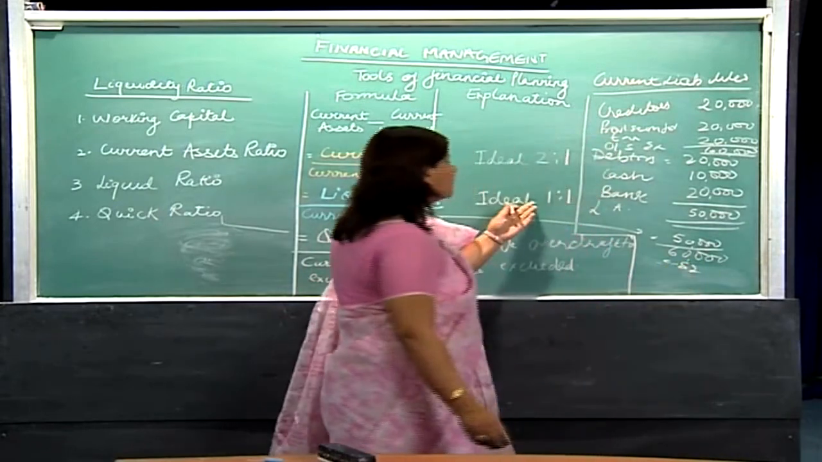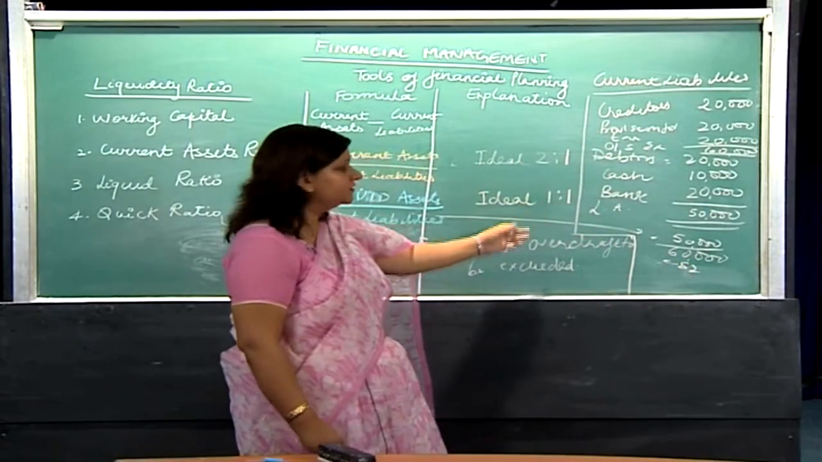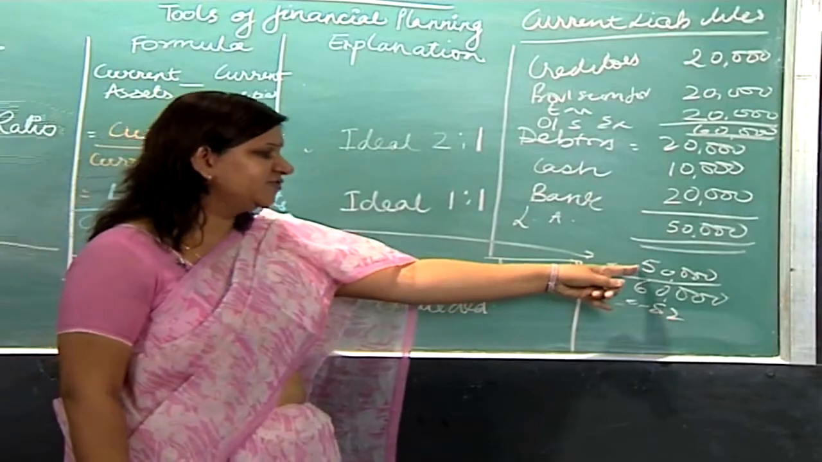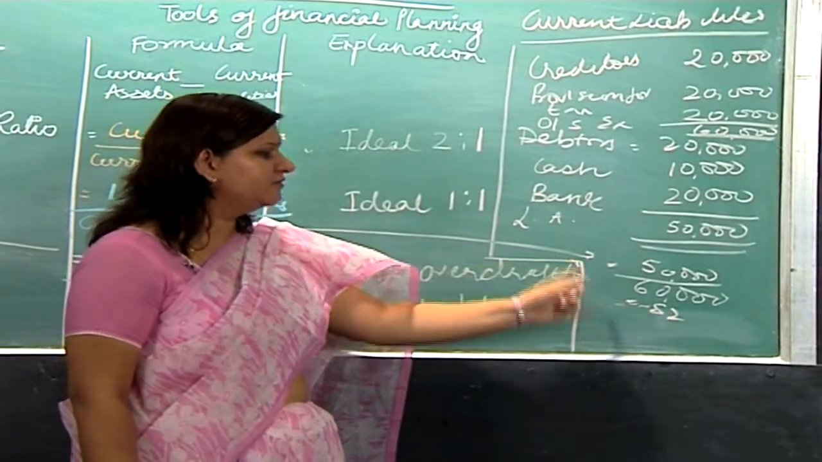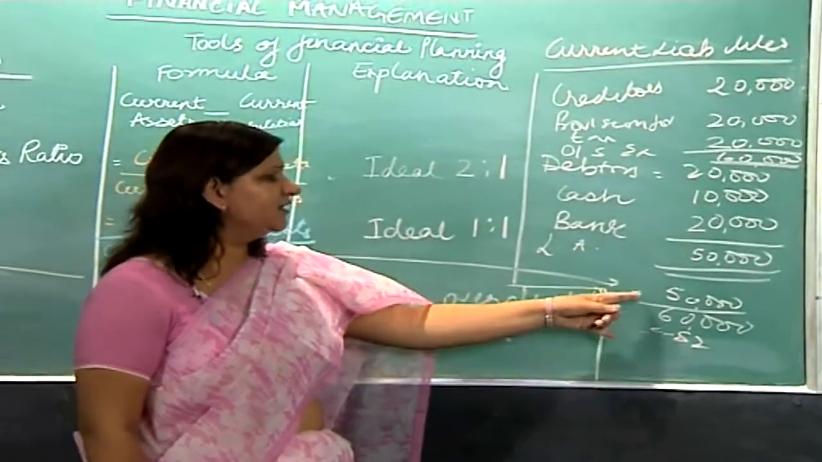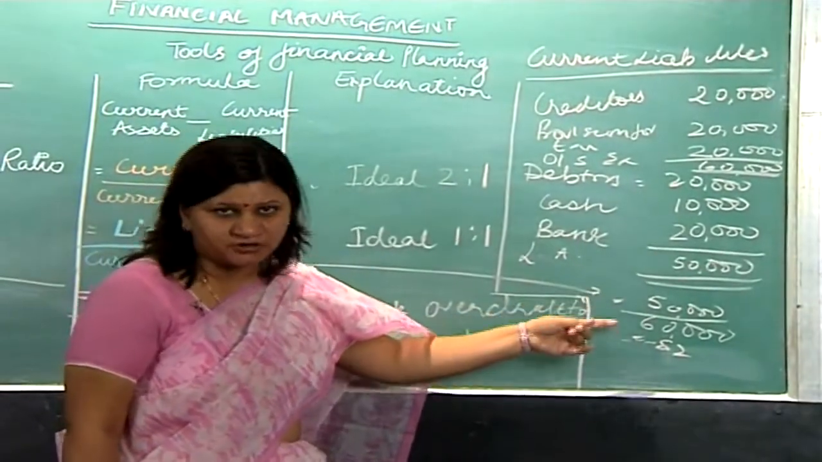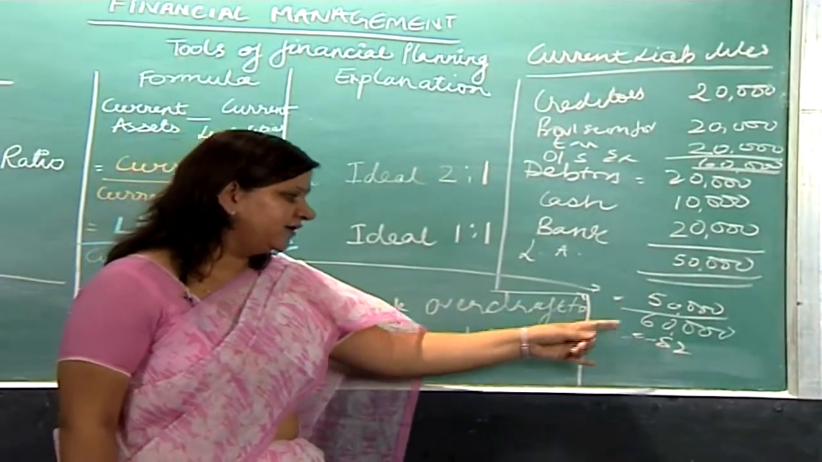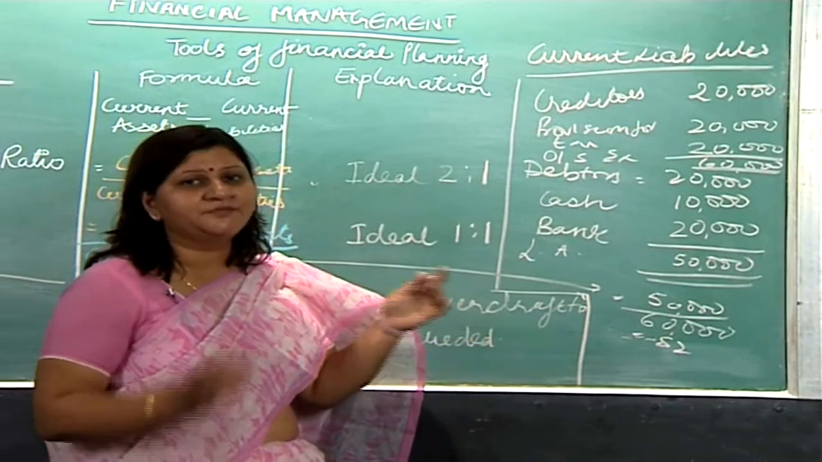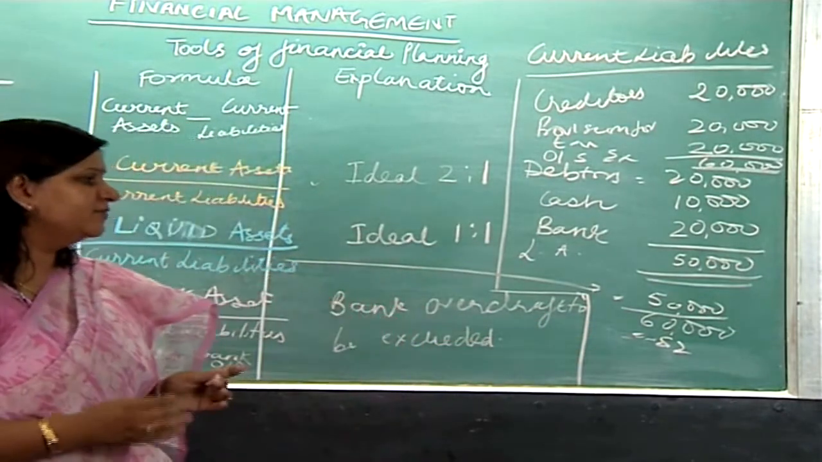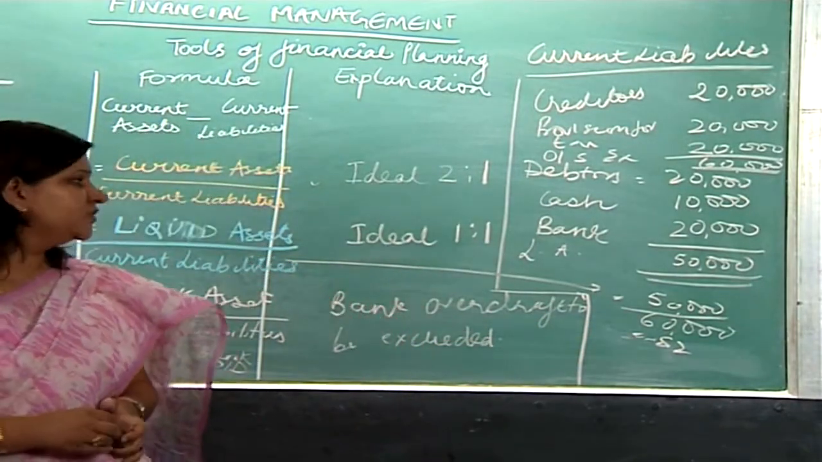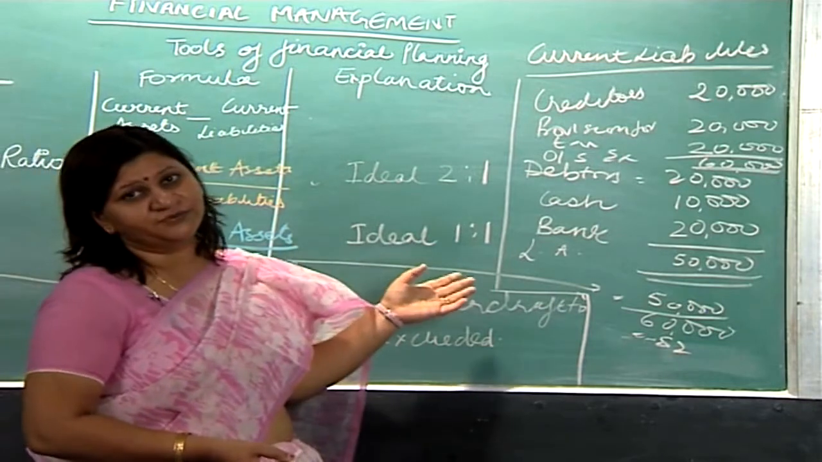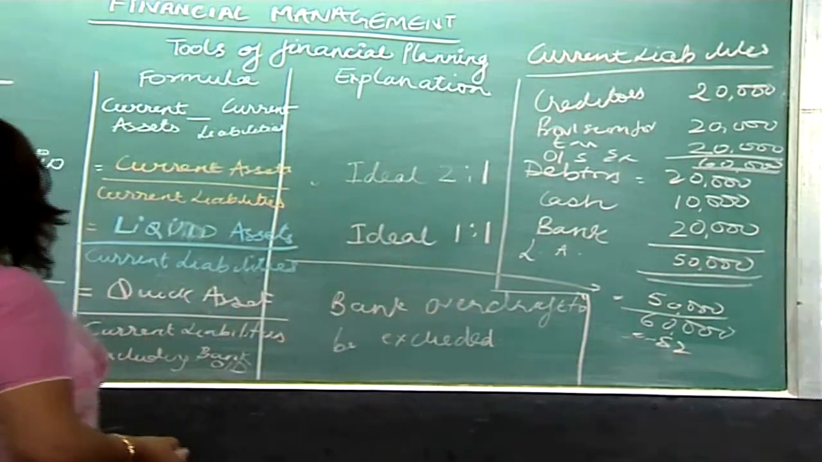It is less than 1:1. That means our current assets are not adequate to cover up the current liabilities. Here liquid assets are falling short to pay the current liabilities. So the liquid position of the company is not favorable. So this is the method of computing the liquid ratio.